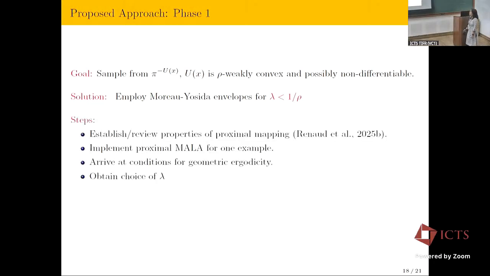And the steps: the first for us was to review and establish properties, and lo and behold, yesterday night we found this, so that makes our life a little easier. We've already done some of that ourselves. We want to implement one proximal MALA example so that there's a proof of concept that this actually works and doesn't break down. And we want to arrive at conditions for geometric ergodicity. Again, going back to the first talk, we want to take this back to a practitioner who can rely on the fact that a CLT, a central limit theorem, can exist for all of their estimates.